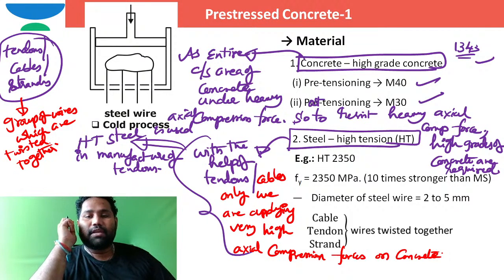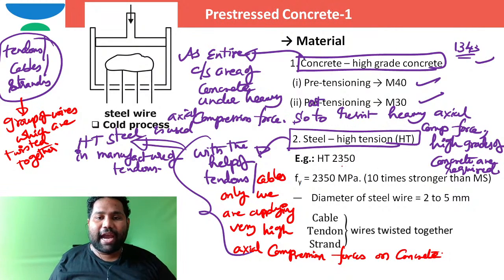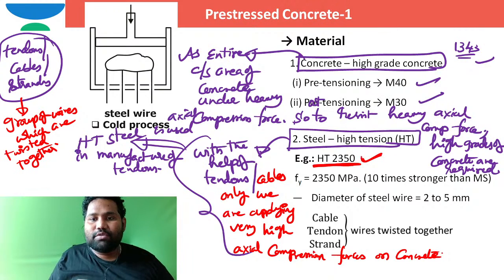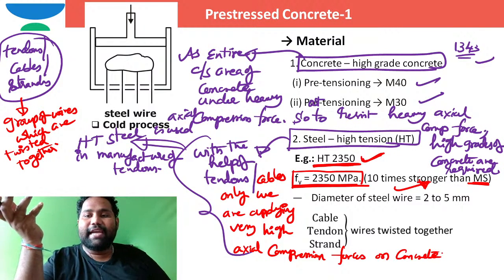Okay, right now everybody will say, sir, you were mentioning high tension steel. Okay, that is fine. What is the grade of that high tension steel that we are going to use for these tendons or cables or strands? Example is HT 2350. If I use this high tension 2350, the yield strength of that steel is 2350. That means when compared to mild steel, the strength of this high tension steel is almost 10 times more, right? 10 times more.